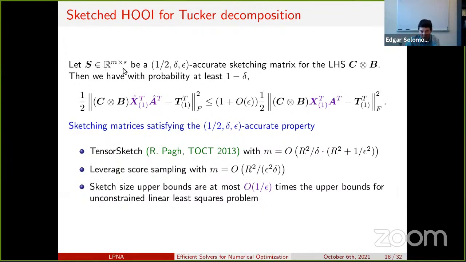So coming back to the sketching matrix, what we need is that it satisfies this 1/2 delta epsilon accurate sketching matrix property, which in a sense means that it projects everything while keeping the singular values not modified by too much. And the main result that we get is that the sketch size that we need to obtain an epsilon level of accuracy is going to be 1/epsilon times larger than the sketch size that's usually needed for a linear least squares problem that's not constrained in this way.